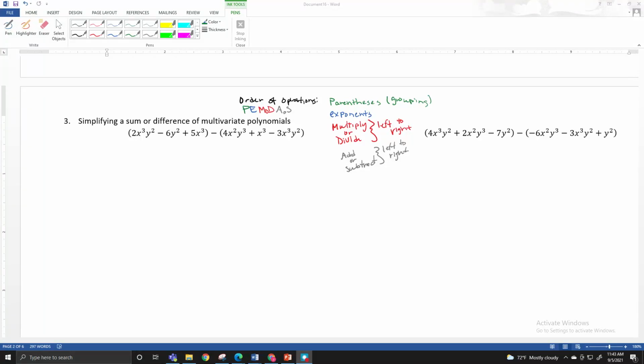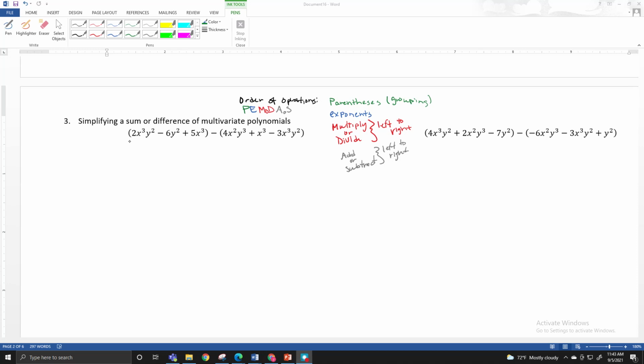Simplifying a sum or difference of multivariate polynomials. All right, this is combining like terms again. We have to follow the order of operations. This time we are looking for the terms with the same letters and the same exponents on each of the letters so that they match. And we're going to follow the order of operations.